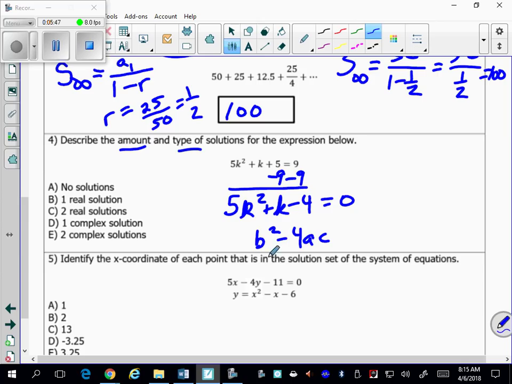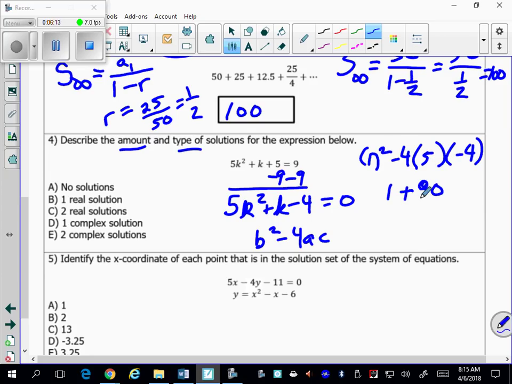So we have b is 1, a is 5, and c is -4. Let's substitute those in. We have 1 squared minus 4 times a times c. So 1 squared is 1, minus 4 times 5 is 20, times -4 is 80. So it becomes a positive 80.